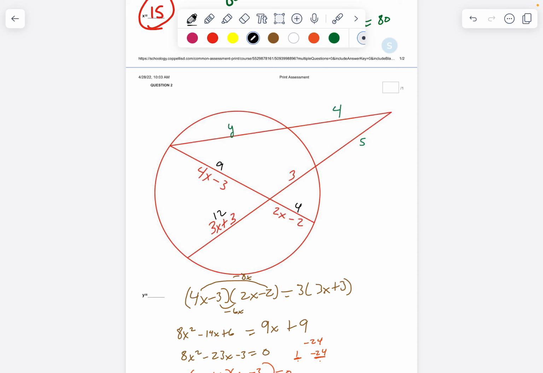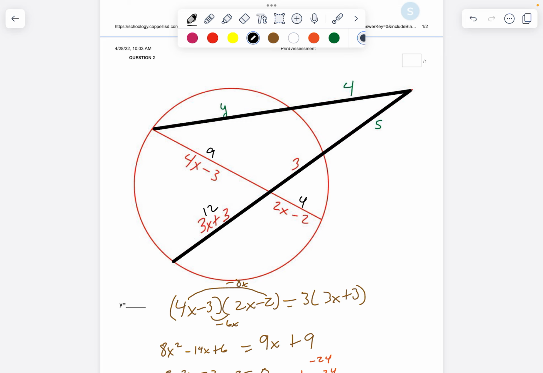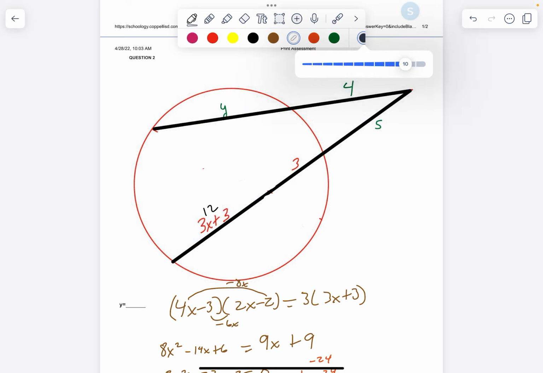What's the second phase? The second phase is to focus in on just the secants. So ignore the rest of the question. We're just focused on the secants. We're going to pretend like this isn't here. This is what we're doing in our mind. We're pretending that's not there. And we're going to solve it as if all we have are the two secants.